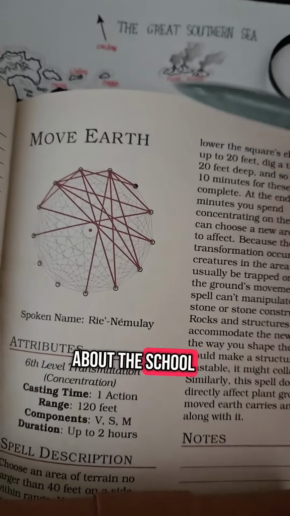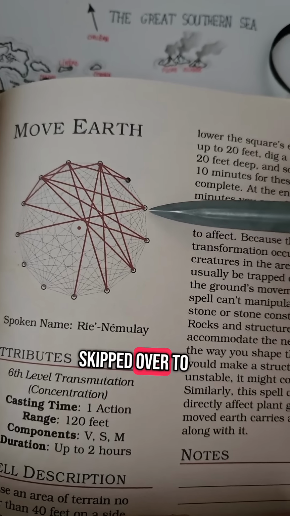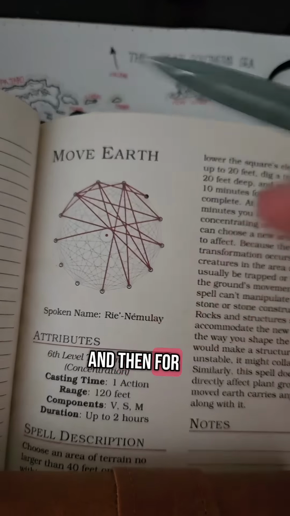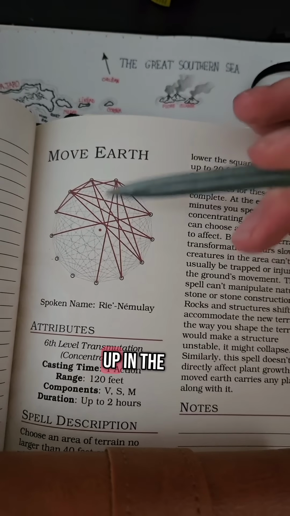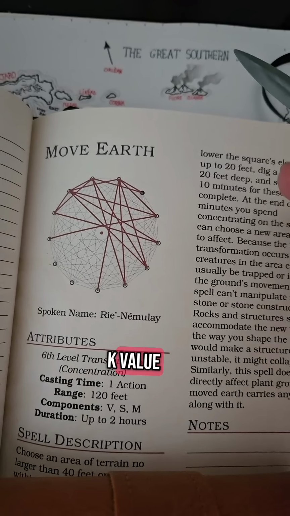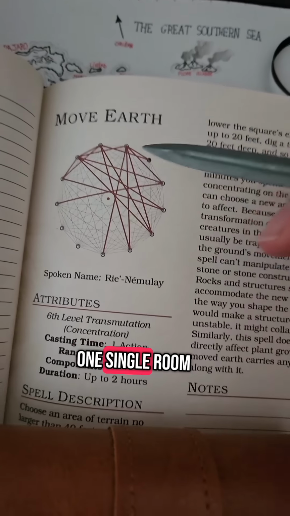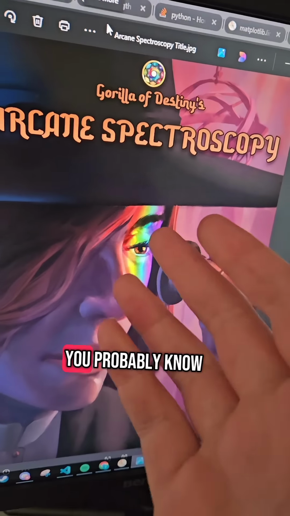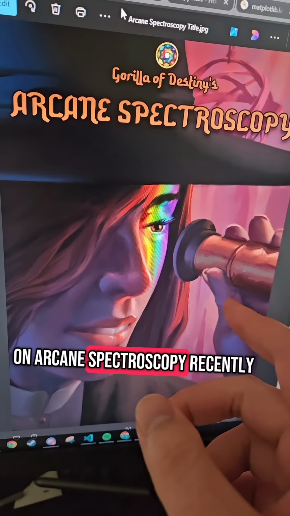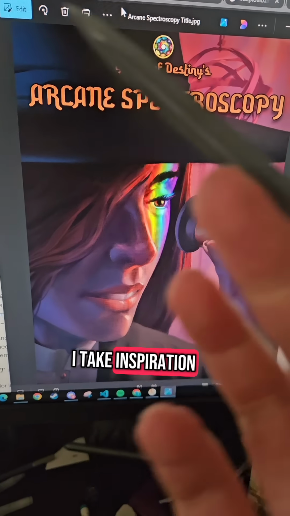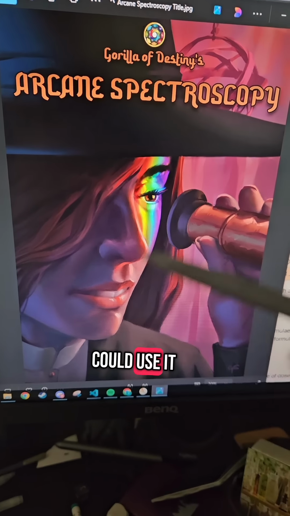When we're talking about the school, if there's a 1, we actually skip over to 2 dots along. And then for damage type and range, we're just going up in the amount of dots, and that's what I call the K value. And this means we can stack all of these binary numbers into one single rune for the spell. As some of you probably know, I've been working on arcane spectroscopy recently, which is where I take inspiration from real life spectroscopy and how we could use it on spells.